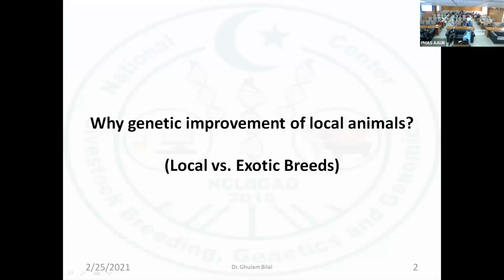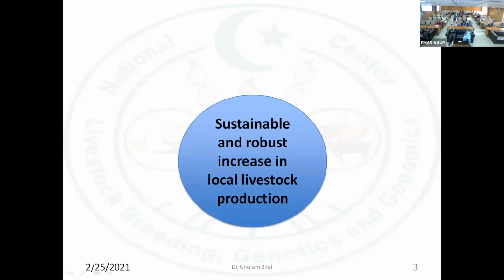So why genetic improvement of local animals? It's a common slogan that high producing animals are available in the world. For example, Australian Friesian and beef, world-renowned beef breeds are available. So why should we go for local animals? Many industrialists think that we should simply import foreign animals in Pakistan and fulfill our needs of meat and milk. So why is there a need to develop our own local animals? This is a common debate.